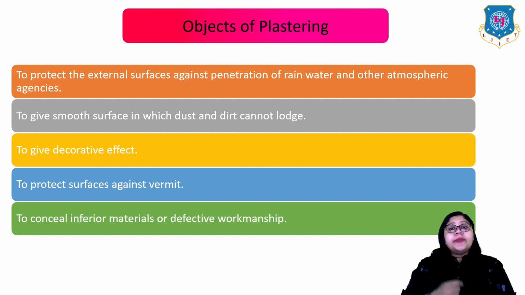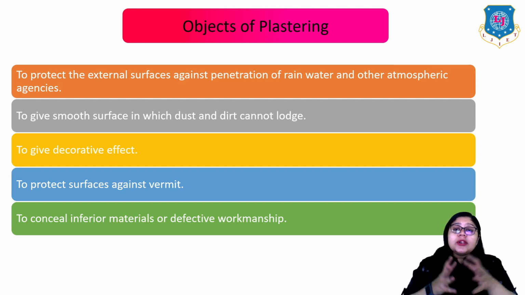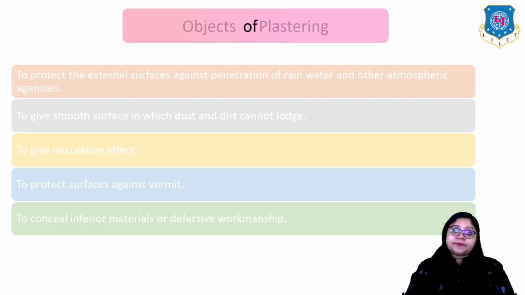Now there are some of the objects of the plastering. The first thing we can say is to protect the external surfaces against the penetration of rainwater and other atmospheric agencies, to give a smooth surface in which dust and dirt cannot lodge, to give decorative effect, to protect surfaces against the vermins, and to conceal inferior material or defective workmanship. So these all are the main objectives of providing the plastering.